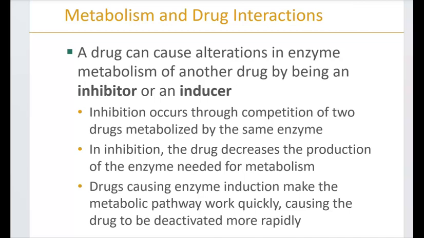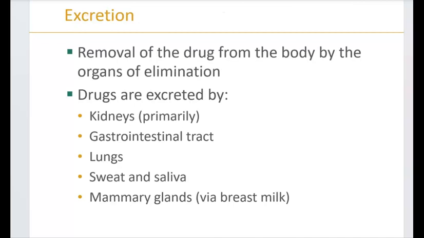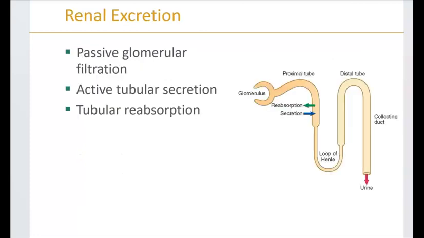And then finally, last but not least, excretion. Removal of the drug from the body is excretion. Drugs can be typically excreted by the kidneys, but also through the GI tract, the lungs, through sweat and saliva, and via breast milk. So talking about renal excretion, the kidney is the primary organ of excretion for most drugs. The general mechanism of metabolism is to produce drug metabolites that are more water soluble and thus easier for the kidneys to remove from the plasma and excrete in the urine.